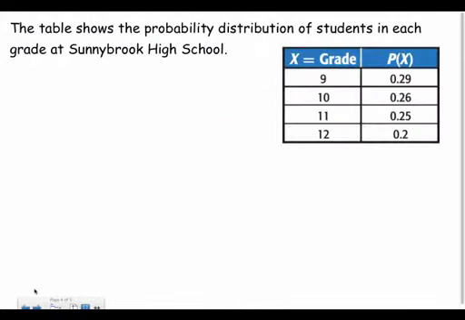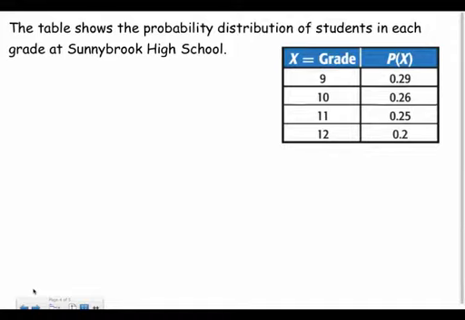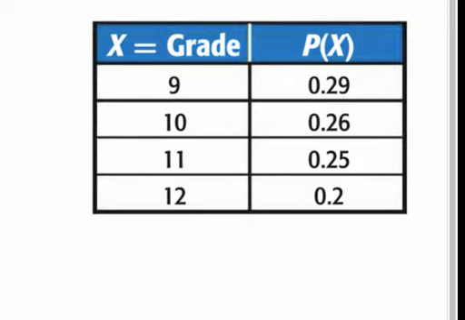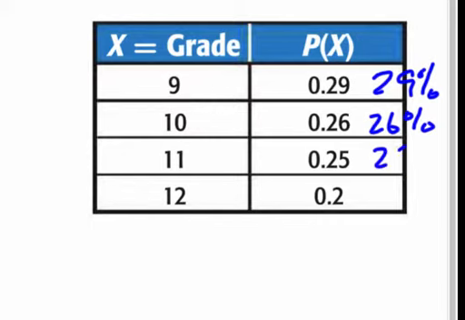So let's just do an example so you can really see what I'm talking about. It says the table shows the probability distribution of students in each grade at Sunnybrook High School. We're using X for our event, and the event is what grade they're in. And it has the probability over here: 0.29, 0.26, 0.25, 0.2. I might write these as percents as well: 29%, 26%, 25%, and 20%. I would just move your decimal two to the right.